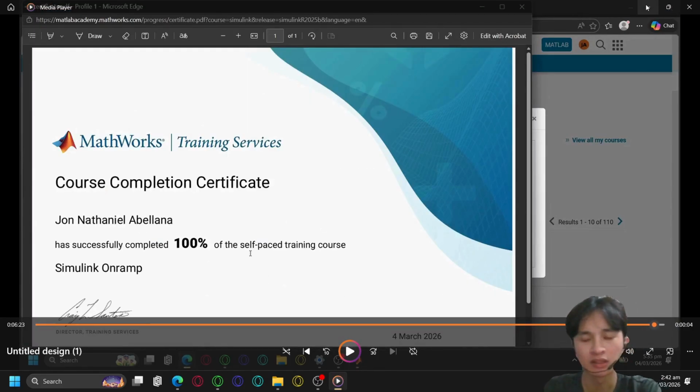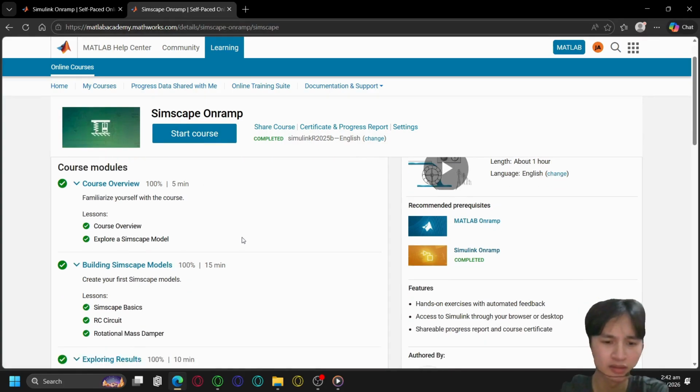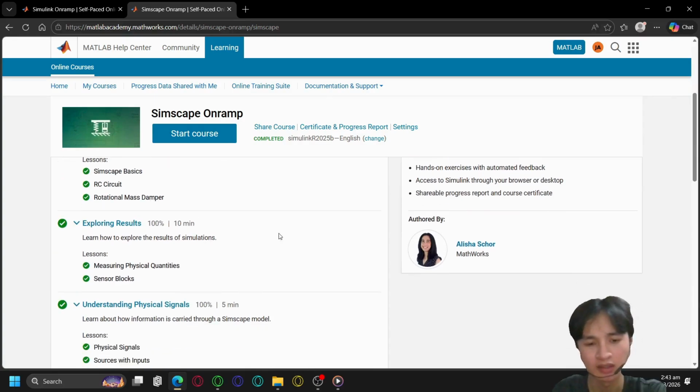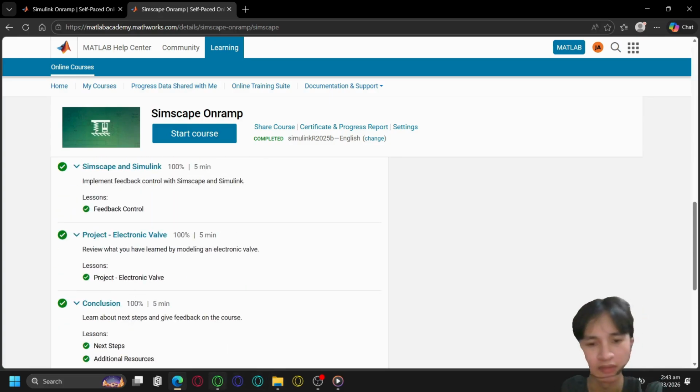Okay. Next is the Simscape on-ramp. In the Simscape on-ramp, the focus was on modeling real physical systems, such as electrical, mechanical, and also fluid systems. Simscape provides components that represent real-world elements like resistors, capacitors, and mechanical parts. By completing this, I'll show you an example project, which is the electronic part.